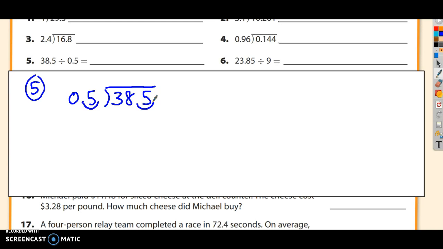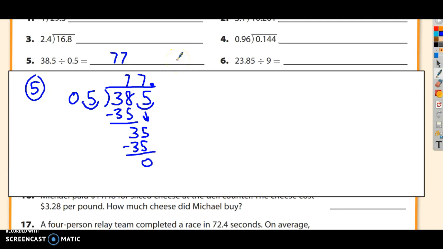5 goes into 38 7 times. 7 times 5 is 35. And 5 goes into 35 7 times. 7 times 5 is 35. 35 minus 35 is 0, so there's no remainder. My decimal got moved over to the right, and then it goes straight up. Decimal at the end of a number is the same thing as a whole number. So the answer here is 77. That's the same thing as 77 point.